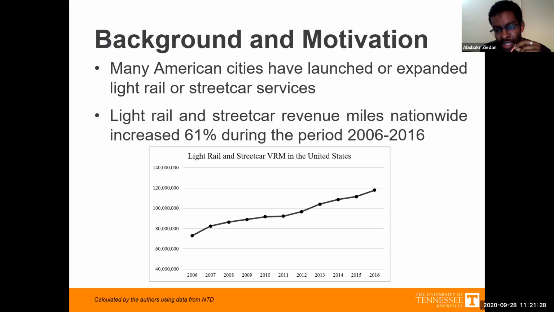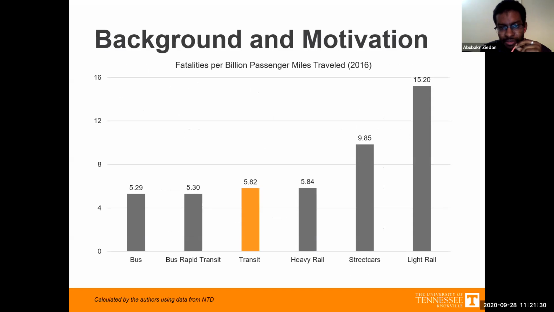However, if we look at the fatality rate per billion passenger miles traveled, we can see these two modes, light rail and streetcars, have a higher fatality rate compared to other transit modes. Light rail has 15.2, and streetcars have 9.85 fatalities per billion passenger miles traveled, compared to about 5 fatalities for other modes, like heavy rail or bus rapid transit. And the average transit fatality rate is 5.